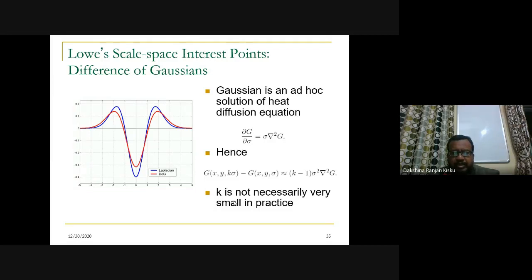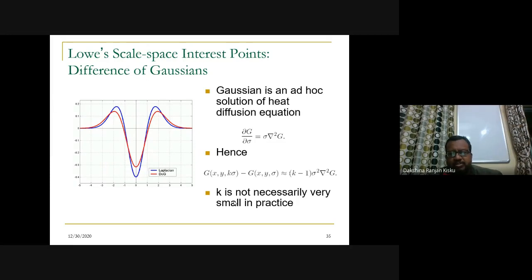Now we can extend this heat equation to obtain the difference of Gaussian. What is the difference of Gaussian? As we know, when we represent partial derivatives on a digital computer, we take the relative difference. If we consider it for a neighborhood, then in the neighborhood pixels we take the relative difference between the pixels. Similarly we can obtain the difference of Gaussian.